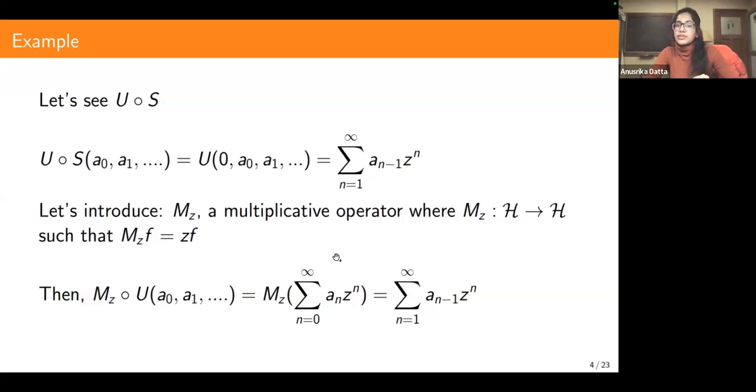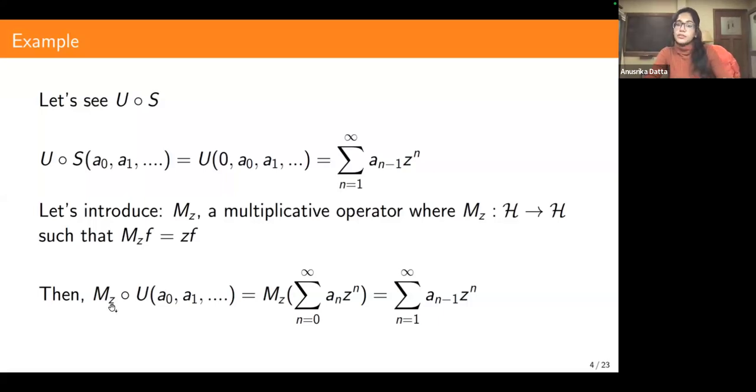Now let's introduce another multiplication operator, Mz, which is again from the Hardy space to the Hardy space. What Mz does is, if you take any function in the Hilbert space and apply Mz, it takes that to z times the function. Like Mz of f gives you z times f. Z is the point, or the coordinate function.